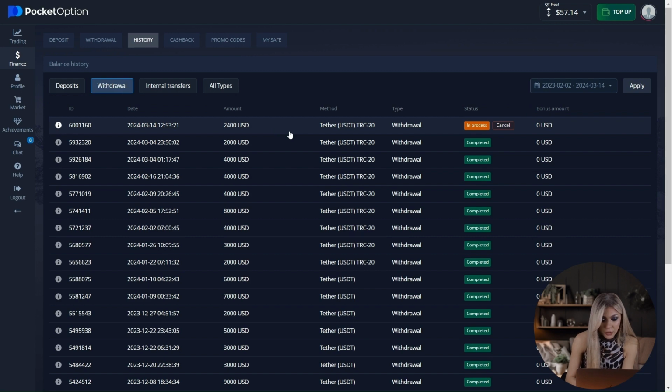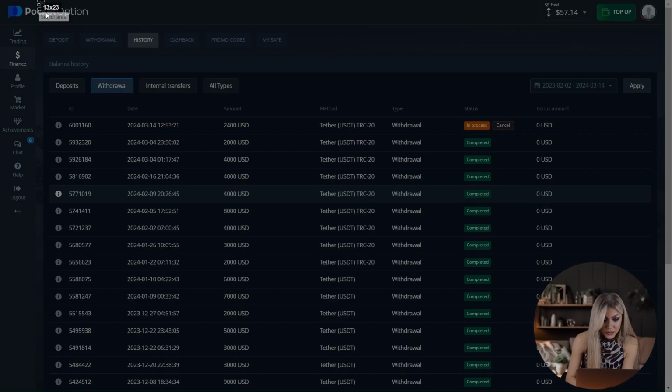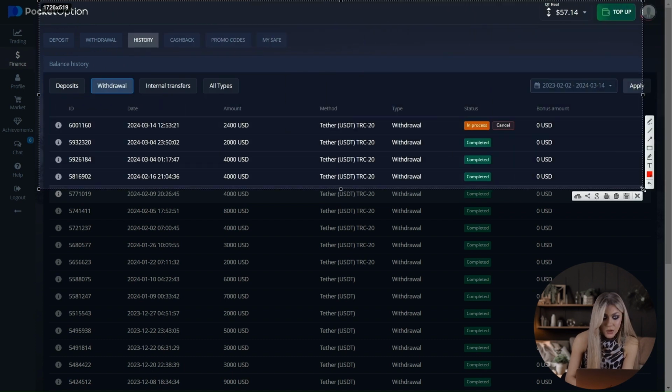The withdrawal request is being processed. A corresponding line appeared in the transfer history, indicating that I want to withdraw $2,400. We see the remainder on the trading balance. I'll see the money in my wallet in 20 minutes, and while the application is in processing status, there is an opportunity to cancel it if you've entered the wallet details incorrectly. But I won't be doing that.